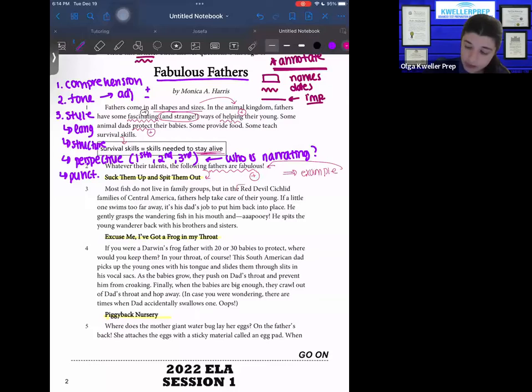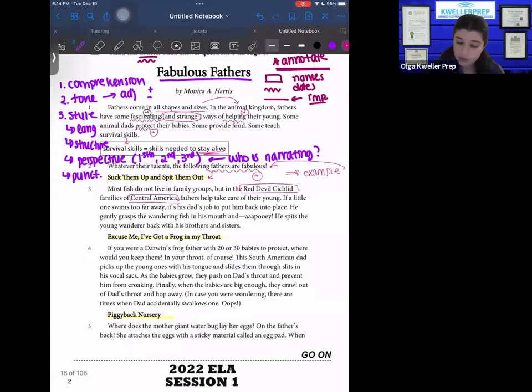So this is one example of something that I would box, because if a question asks me about that, I could just run and find it very quickly instead of having to skim and look for it. And then I would also box the location Central America in case they ask about that.